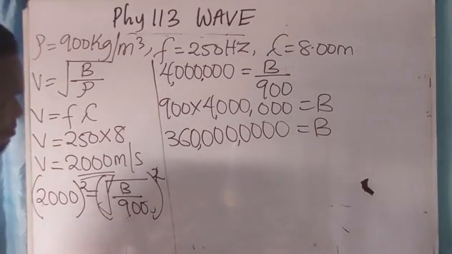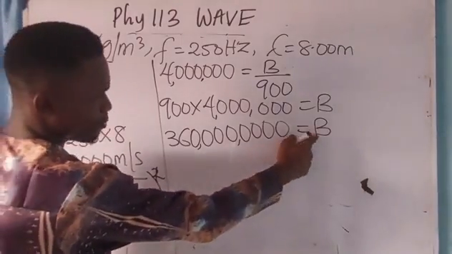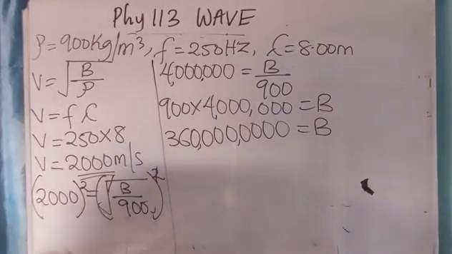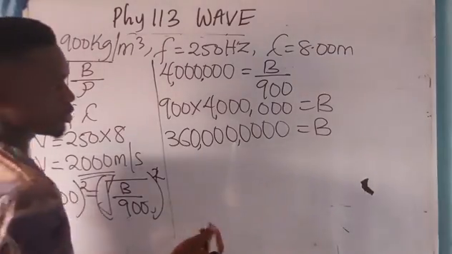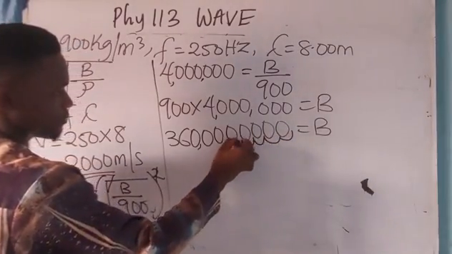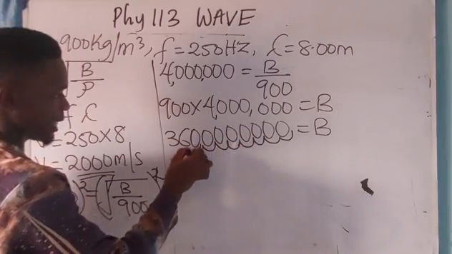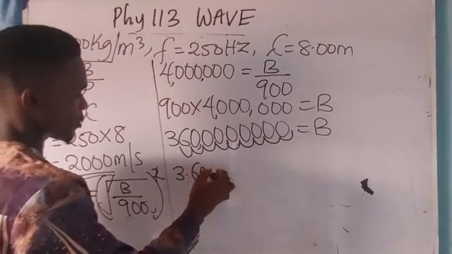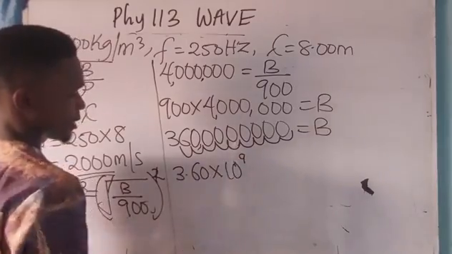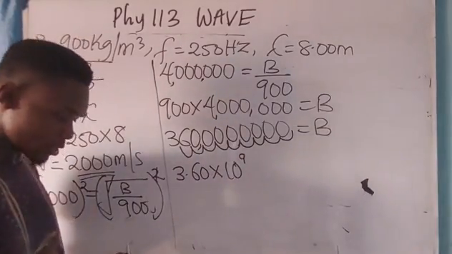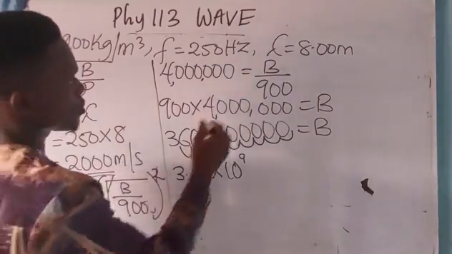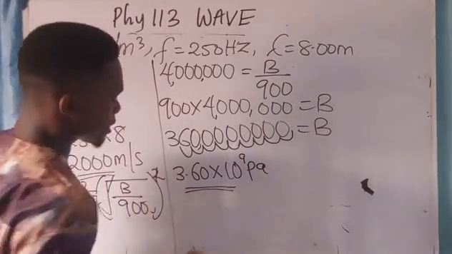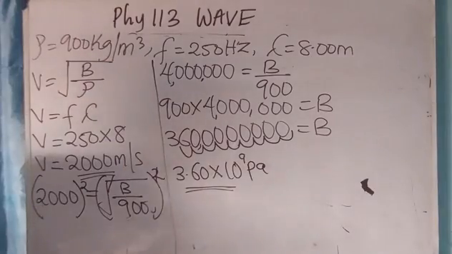360 million. Alright, so it means that the bulk modulus is now 360 million. We have to express it in standard form. In doing that, you know the normal rules. 1, 2, 3, 4, 5, 6, 7, 8, 9. It means I now have 3.60 times 10 raised to what? 9. Alright, I think that is what they got as well. Okay, so bulk modulus has its SI unit as what? Pascal, that is Pa. So the answer is 3.60 times 10 raised to power 9 Pa.